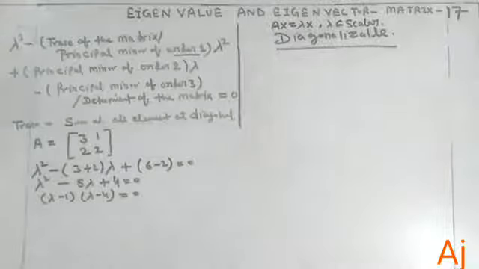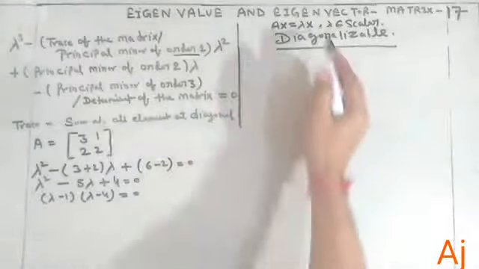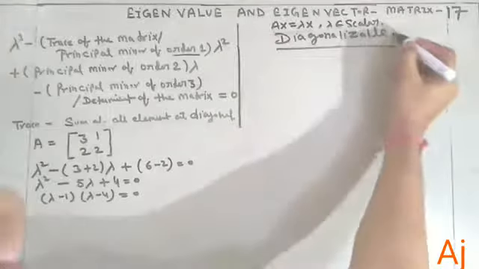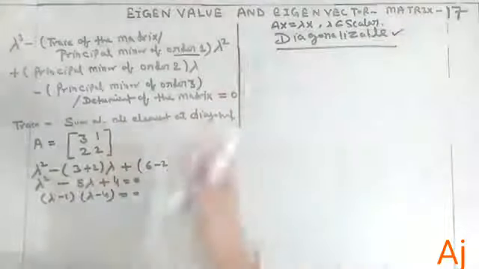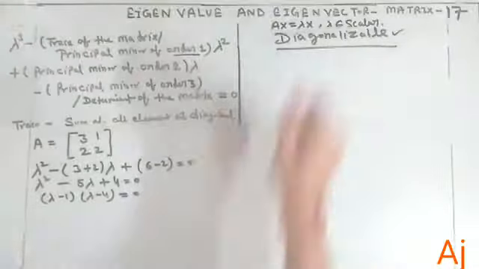Friends, this is lecture number 17. Today we will discuss eigenvalue, eigenvector and diagonalizable. You must go through the previous lecture to know about this eigenvalue, eigenvector.